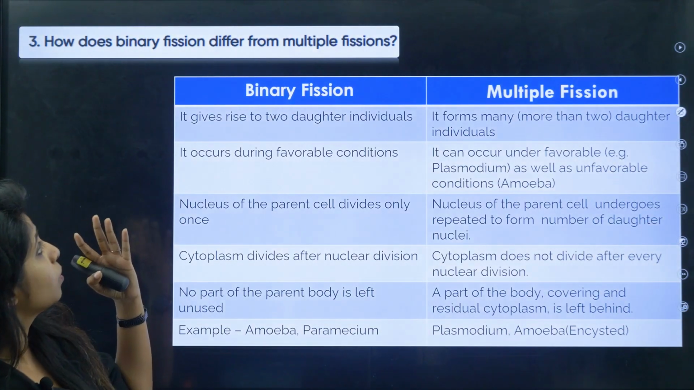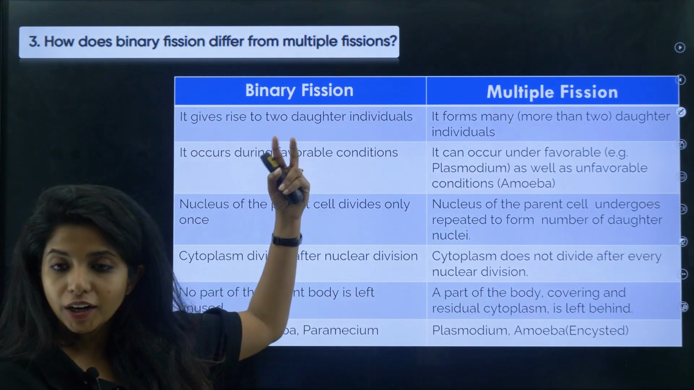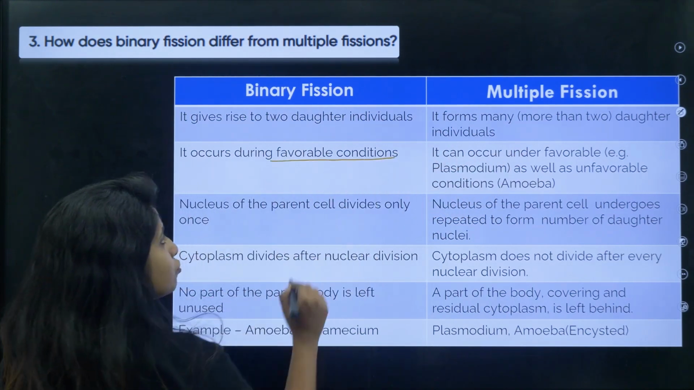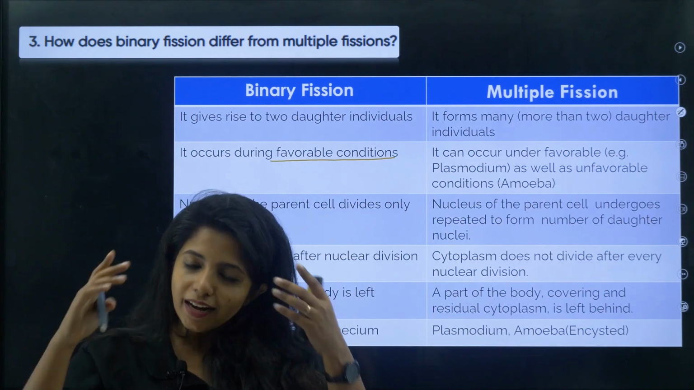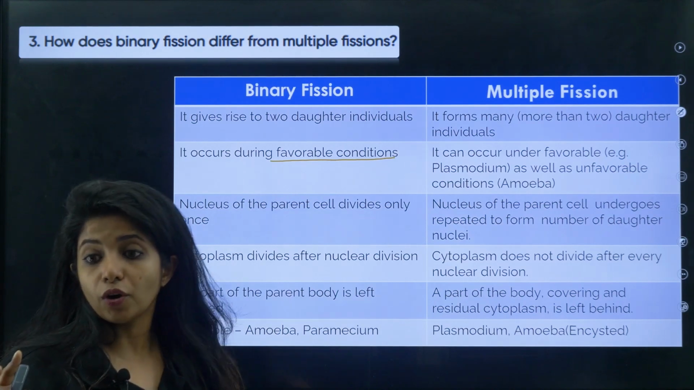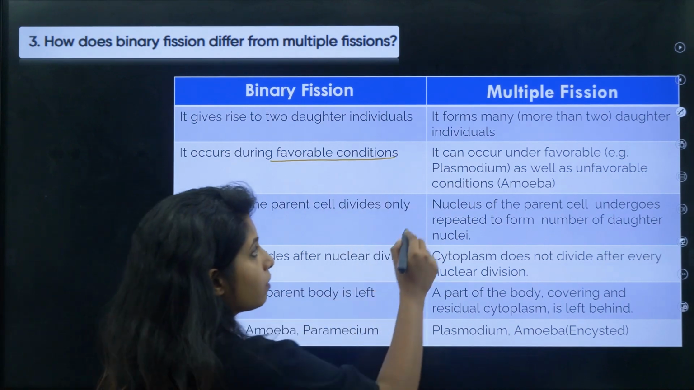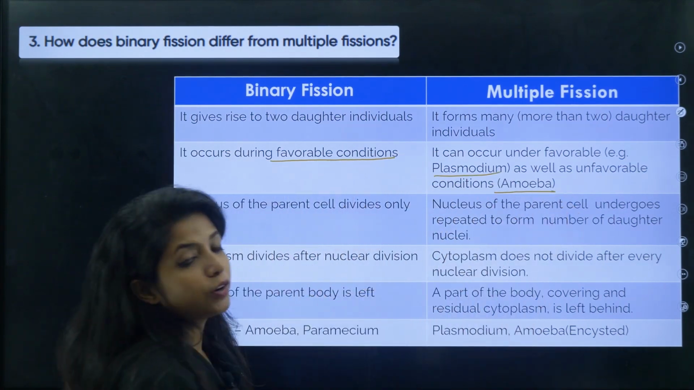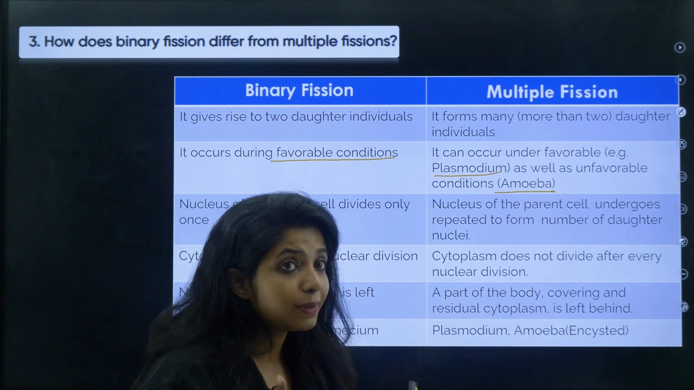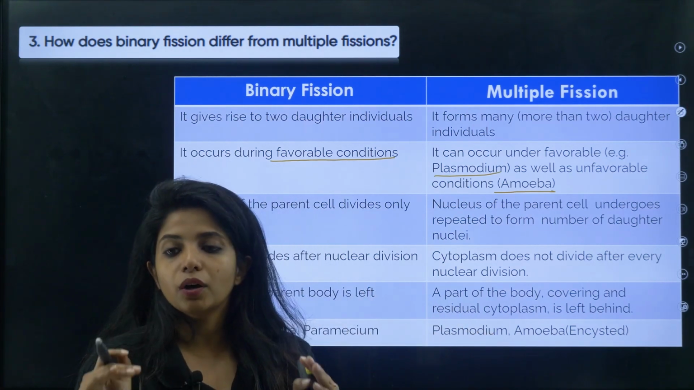Now there is a question that usually comes: what is the difference between binary and multiple fission? Let's see. In binary fission, at the end you get two daughter individuals, whereas over here you get more than two daughter individuals. Now binary fission occurs usually during favorable conditions. For example, an amoeba in its favorable conditions likes to undergo what? Binary fission. Whereas when you talk about multiple fission, for Plasmodium, they undergo multiple fission during favorable conditions, but amoeba is also going to undergo multiple fission, but it happens only during unfavorable conditions. So whenever you write about amoeba, please write that during favorable conditions they are going to undergo binary fission, but during unfavorable conditions they are going to undergo what?